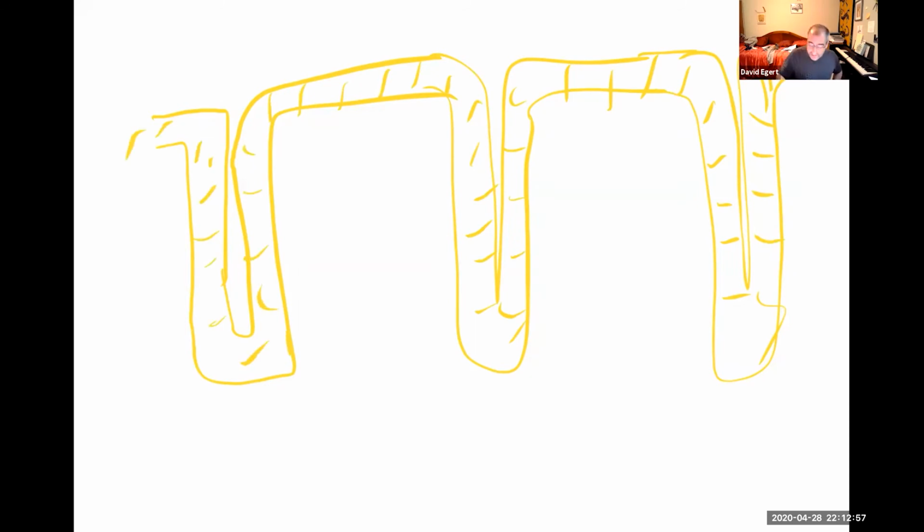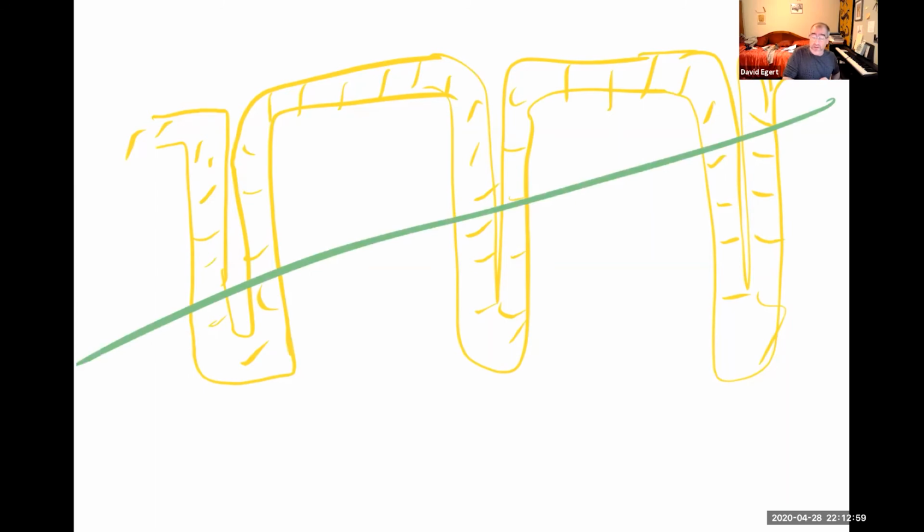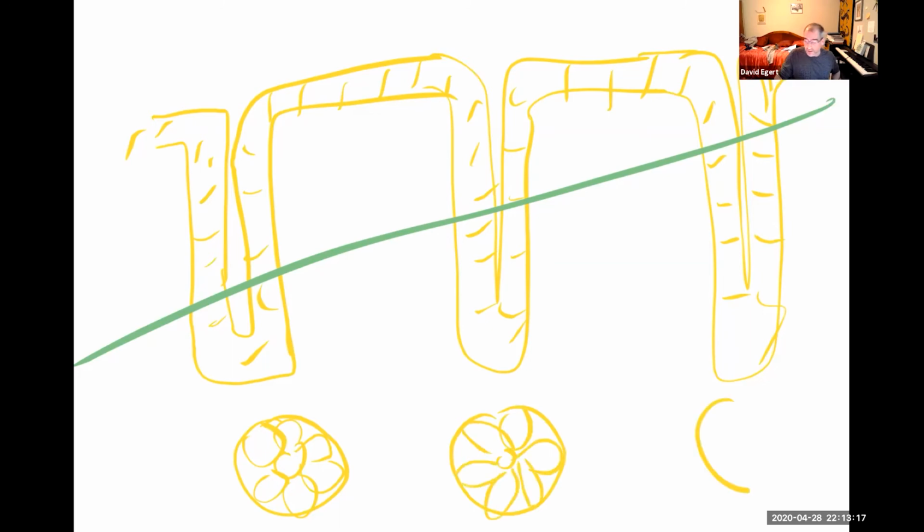But the fact is, a lot of times it gets cut at a different angle, in which case the intestine, instead of looking like a bunch of gopher holes, looks like a bunch of flowers. There's the lumen and there's the cells making up the wall.